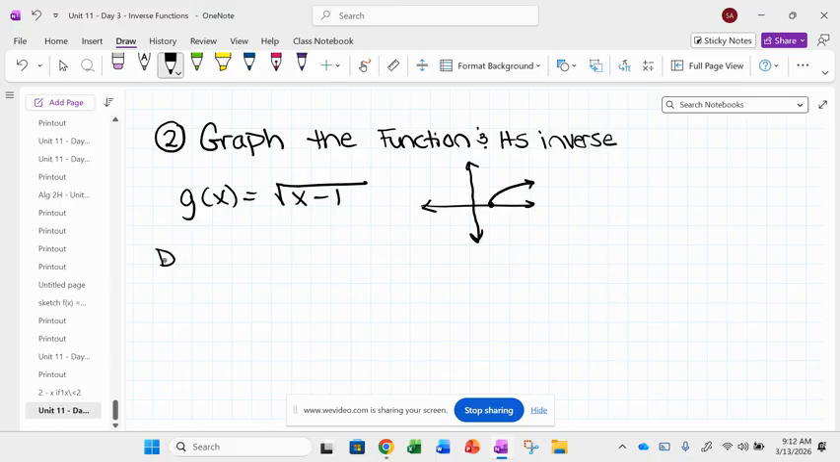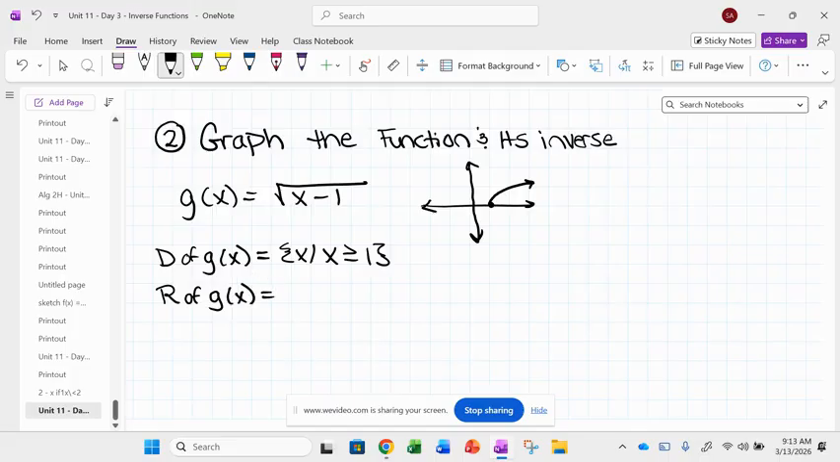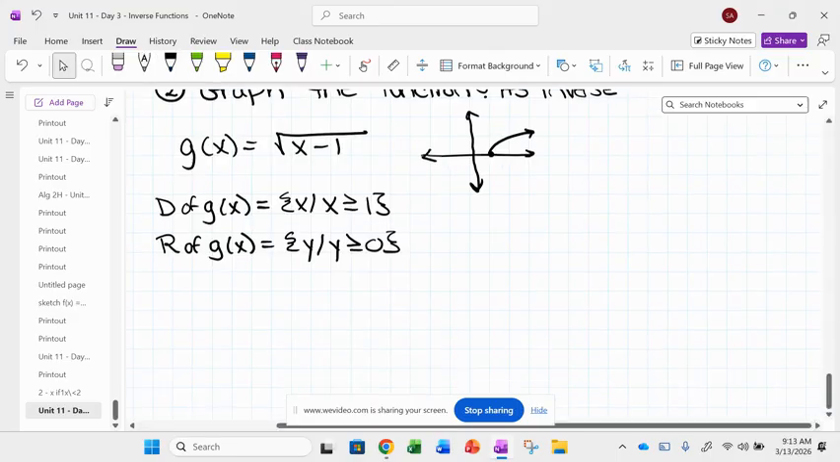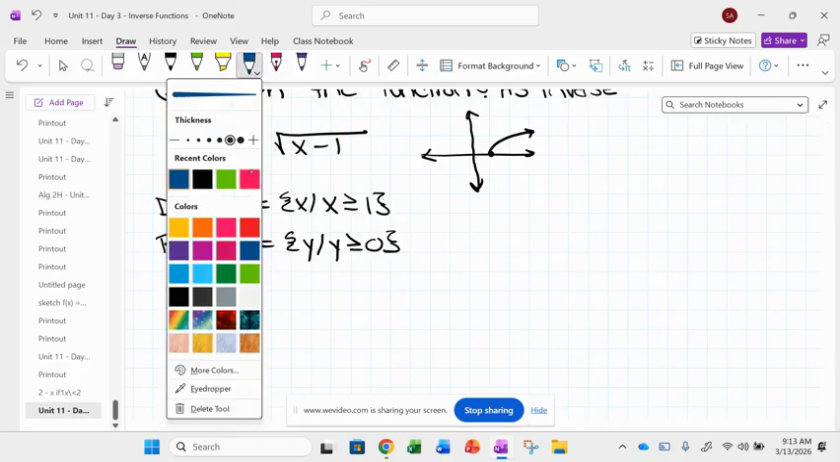So now I want us to list our domain and range. What is the domain of g of x? Ira? Such that x is greater than or equal to 1. Perfect. What is the range of g of x? Leo? Y is such that y is greater than or equal to 0. Perfect. Okay, so now that we know our domain and range of the original, we'll be able to figure out the domain and range of the inverse. So now let's go ahead and find our inverse.